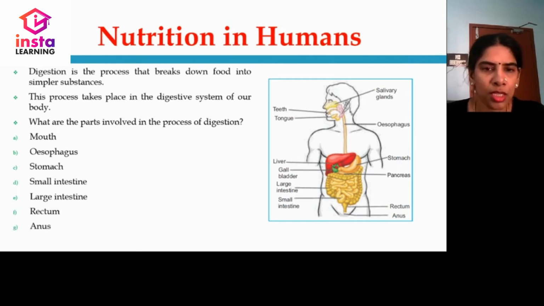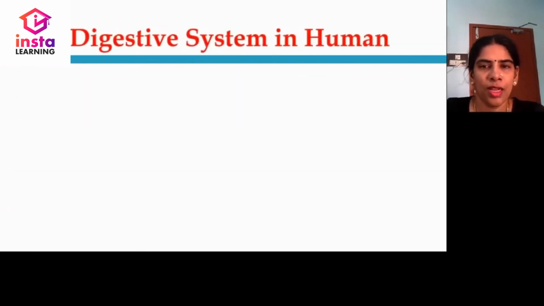Repeating again, the parts involved in the process of digestion are mouth, then through the pipe, that is esophagus, then the food falls in the stomach and then it moves on to the small intestine, then comes to the large intestine, then the undigested food is ejected out through rectum and anus. Let us explain this digestive system in humans.